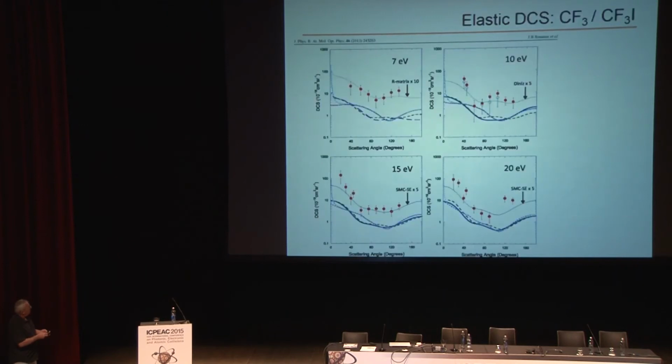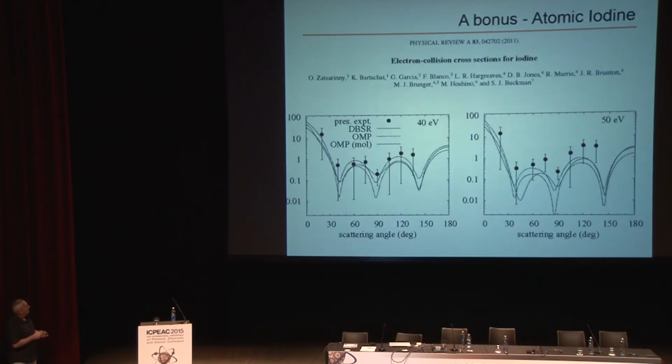Another bonus out of this experiment was that in the beam we produced atomic iodine. You can see with very large error bars unfortunately, but we were able to extract the first differential measurements on atomic iodine at these energies, 40 and 50 electron volts. And there's a range of calculations that we compare with here, including the R matrix model.